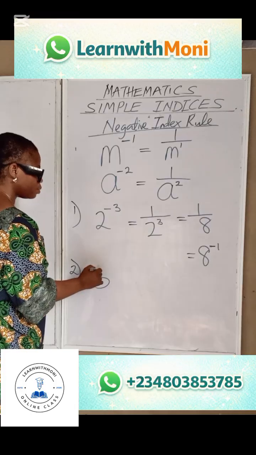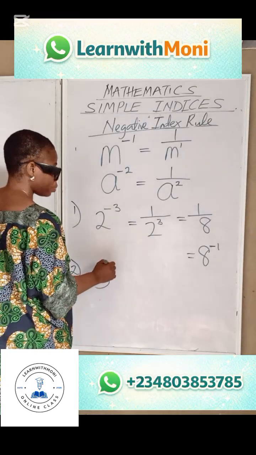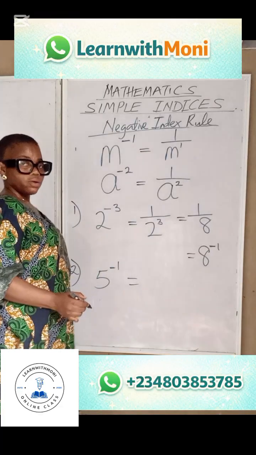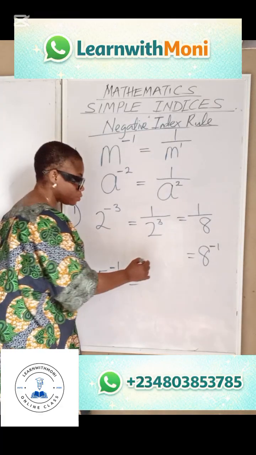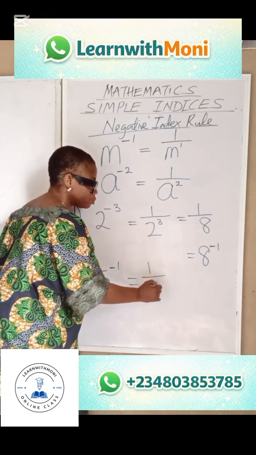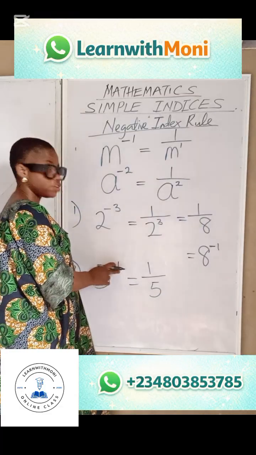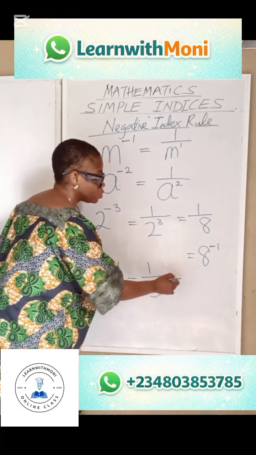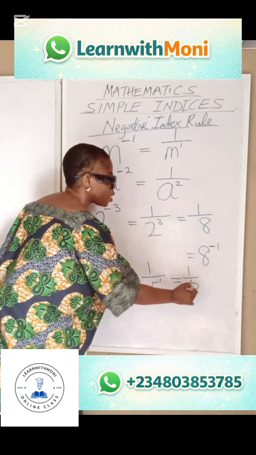Let's take 5 raised power minus 1. 5 raised power minus 1 means 1 over 5 raised power 1. And 5 raised power 1 is just 5, which is equal to 1 over 5.